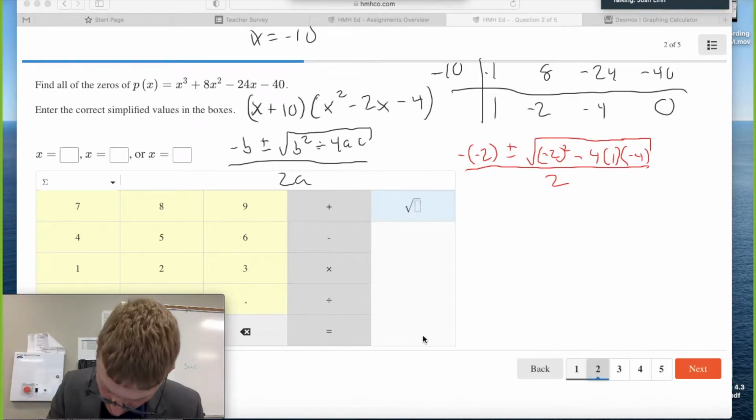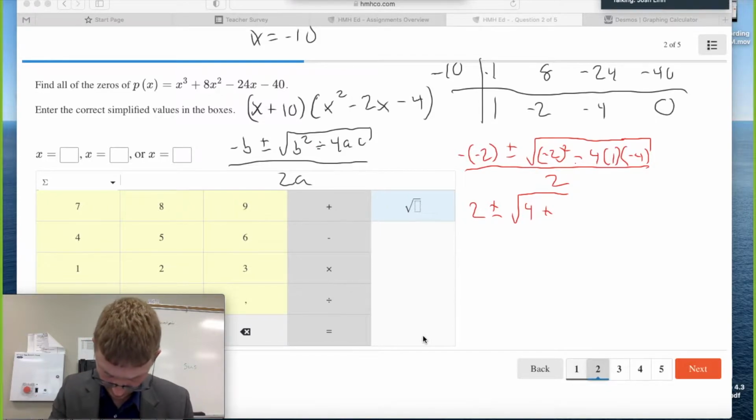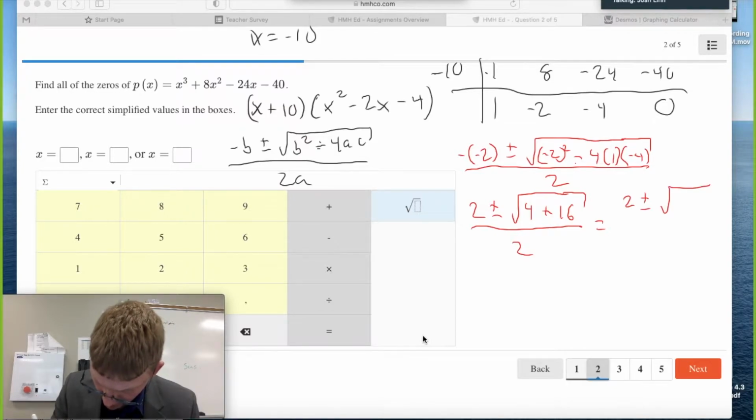And c, which is negative 4, all over 2, because a is 1. So that's going to equal a positive 2 plus or minus square root, so that's going to be 4 minus, plus, there's a minus sign and a minus sign, 4 times 4 is 16, all over 2. So that's going to be 2 plus or minus square root of 20, all over 2.